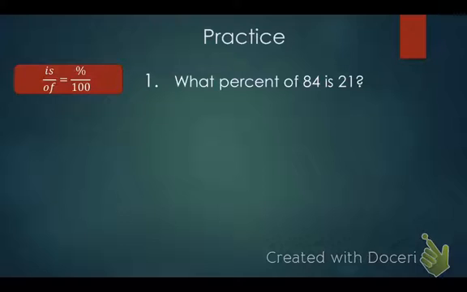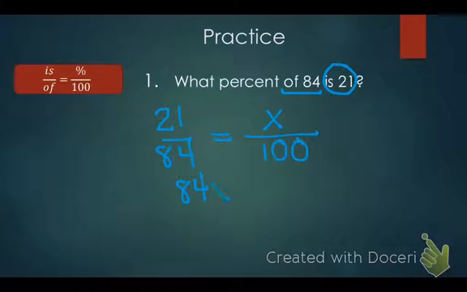Right, so let's practice on your note sheet. Let's do 1 and 2 by proportions. So this is the is over of. Set up my proportion. What percent of 84 is 21? So my is would be the 21 of 84. 84 goes on the bottom. And again, I don't know my percent, so I'm going to be looking for that, so I have x over 100. Find your cross product equation.